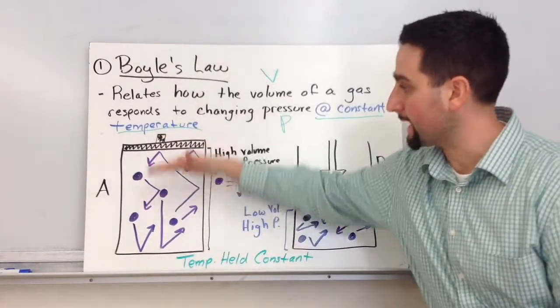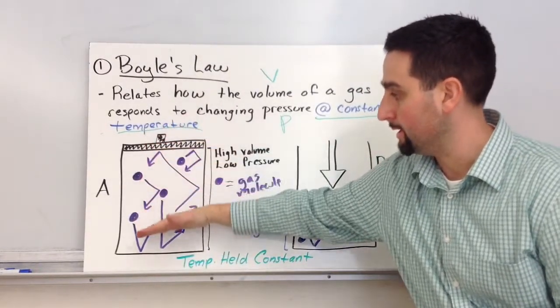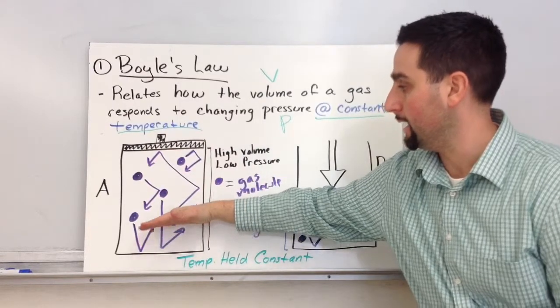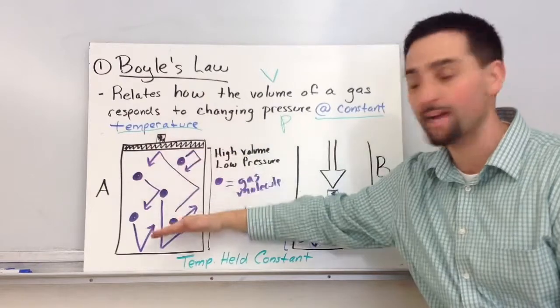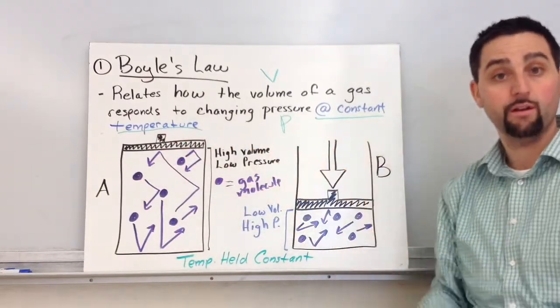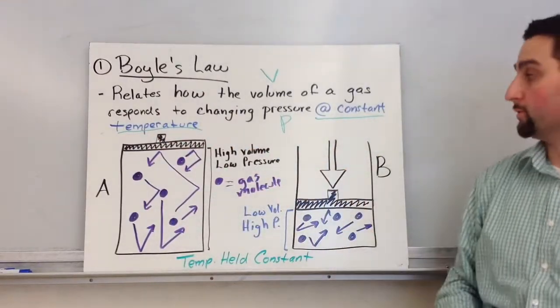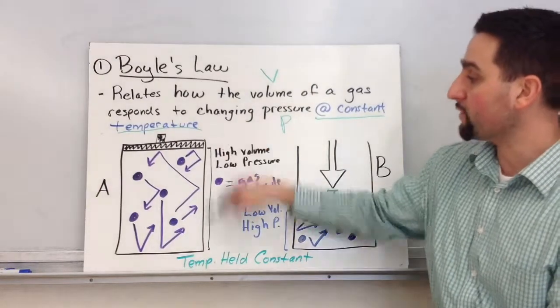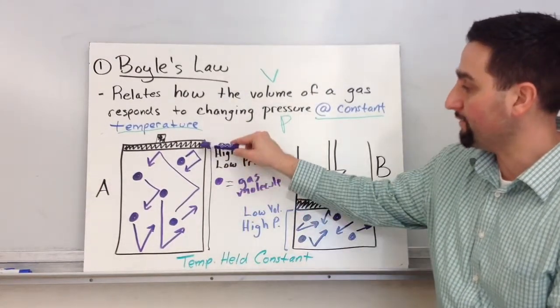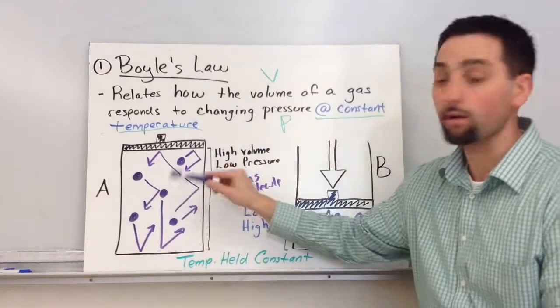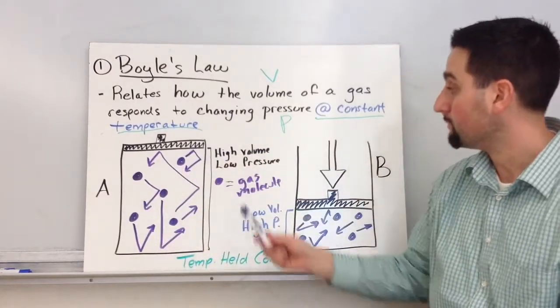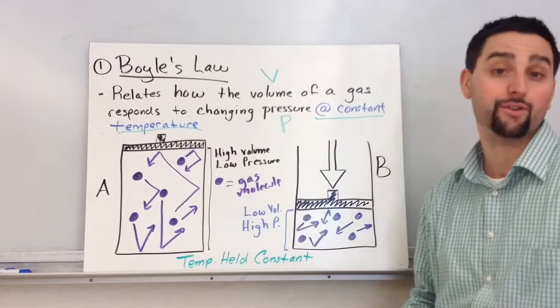It's a piston that I can compress and change the volume of this cylinder. Just imagine almost like a plunger. We can change the volume of the cylinder. So in this first situation A, it has a very high volume. There's a lot of space for these molecules to bounce around, but they have a very low pressure.